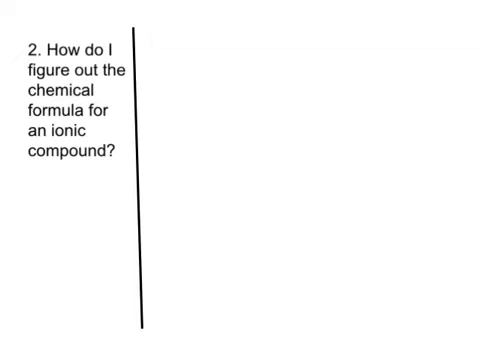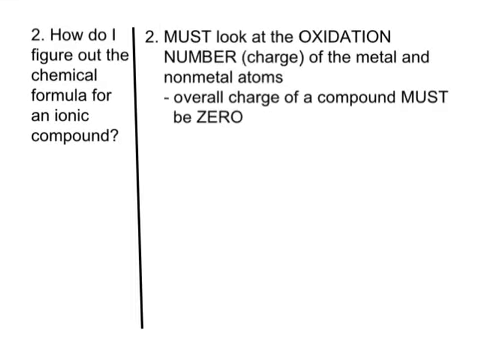Alright, now that we know how ionic bonds form, we're going to figure out how chemical formulas for ionic compounds work. To figure out how we hook up metals and nonmetals, you have to look at what's called the oxidation number, which is basically the charge on the atom after it loses or gains valence electrons. Because the overall charge of the compound must be 0, you have to cancel all the charges on the metal and nonmetal atoms in order to make a neutral compound.